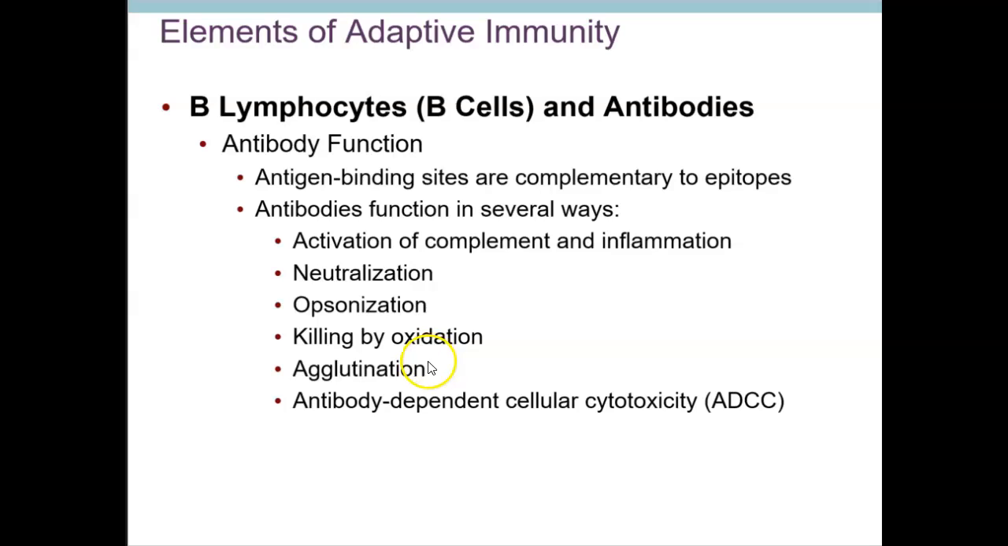They also kill by oxidizing. They cause agglutination. This is when they clump up. I've got images of some of these in a second. And we also see antibody-dependent cellular cytotoxicity. So let's look at the diagram here.